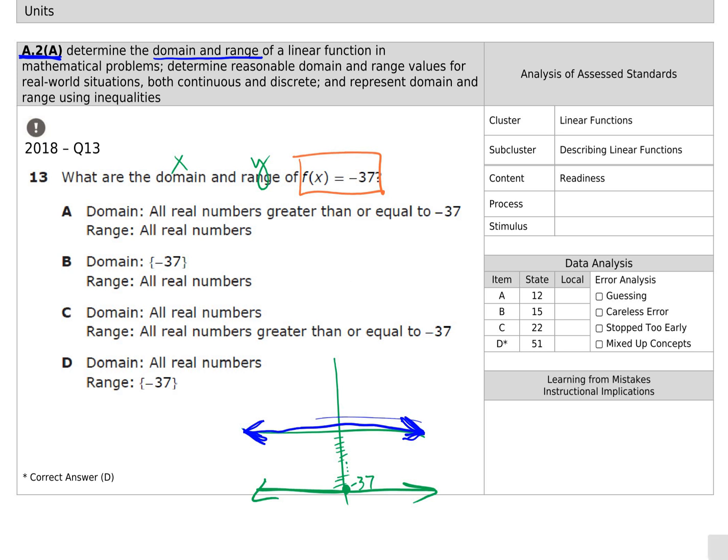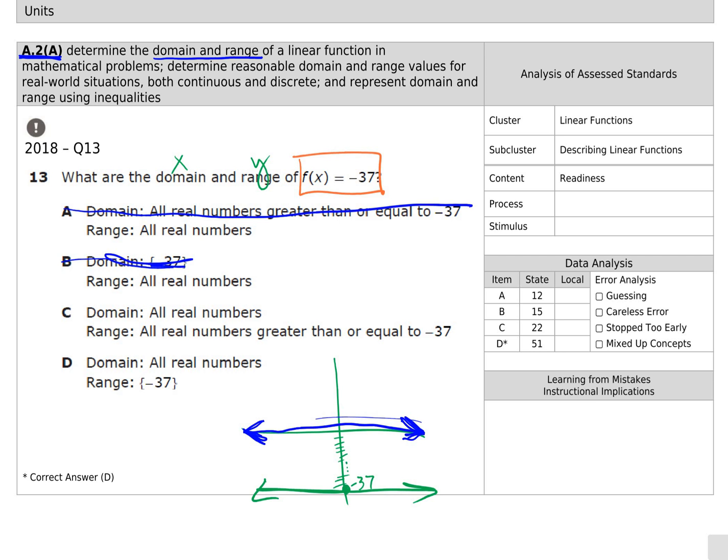This one says all real numbers greater than or equal to negative 37. No, it's not. There's no barrier on it. This says it's just negative 37. No. C says all real numbers, and D says all real numbers. Correct. All right, we're going to look at range.